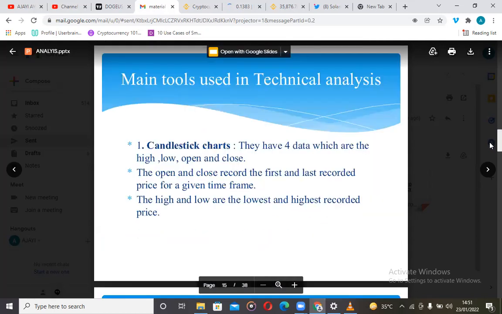Now, tools used in technical analysis. Number one is candlestick. Let me show you what this candlestick means.